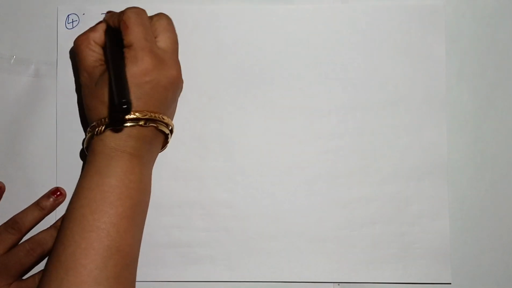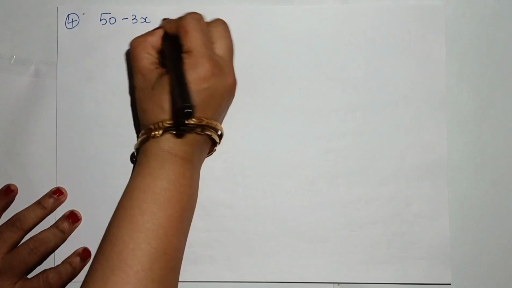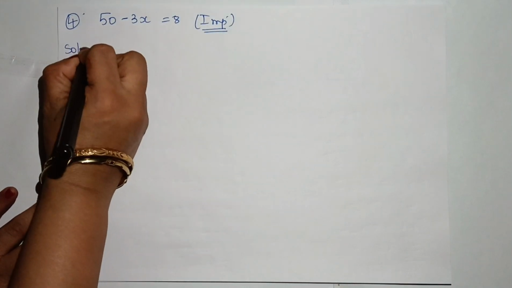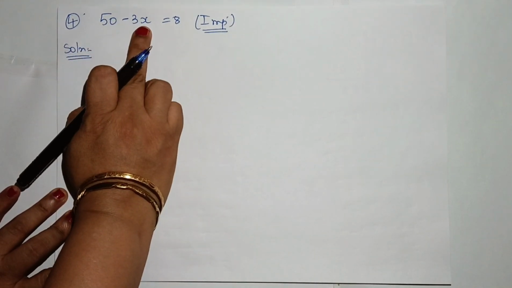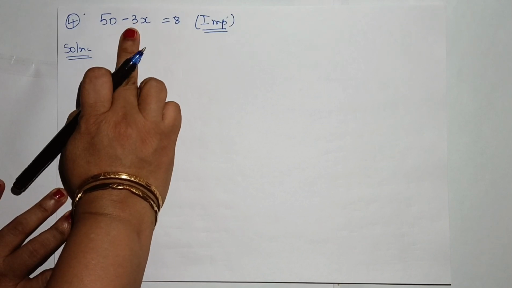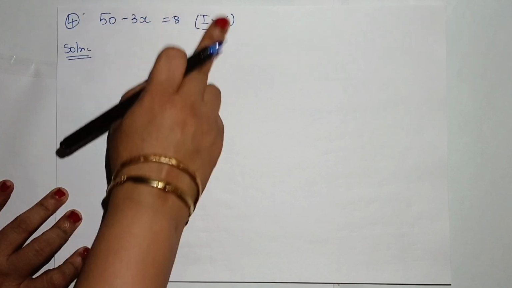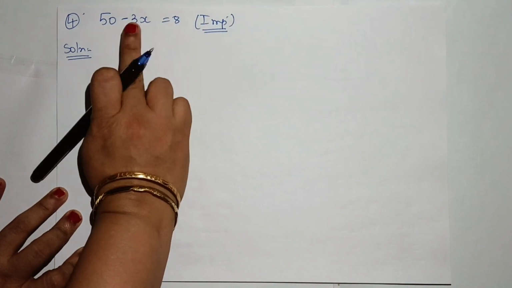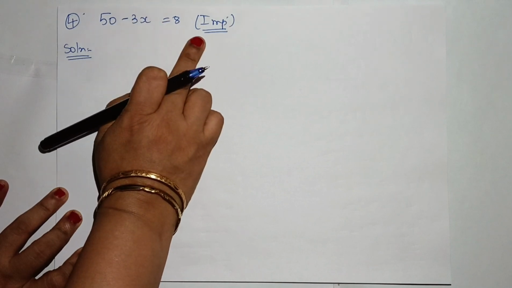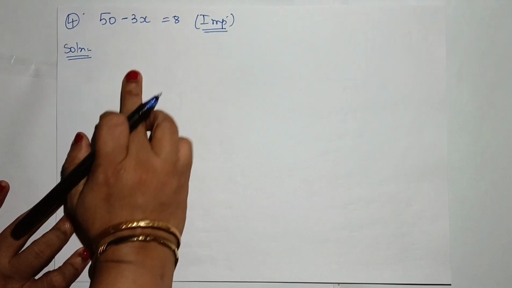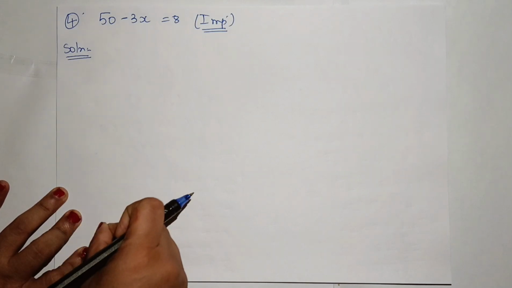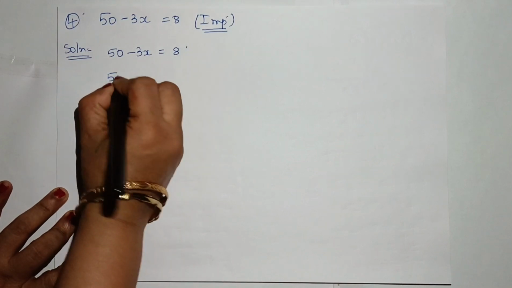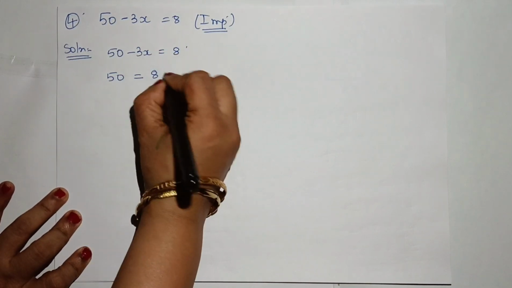The question says solve. Understand this question. Again, this is also important. Solution. Now, can you see it's not 3x, it's minus 3x. So what I'll do, I'll shift minus 3x to RHS. Are you understanding? So that it becomes what? Plus 3x. And why am I shifting minus 3x to RHS? So that the sum which I will be solving will be quite easy. So let's see, 50 minus 3x equals 8. Now 50 equals 8 plus 3x.